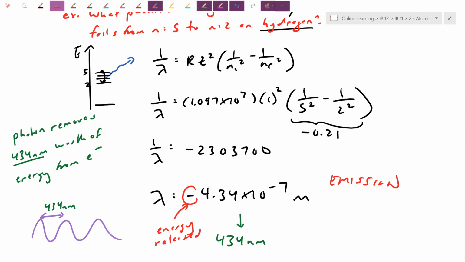No, it's not that distance is negative. That negative just means emission. Now, why do I leave this here in 1 over lambda? A little bit of algebra, and then we'll do another question.